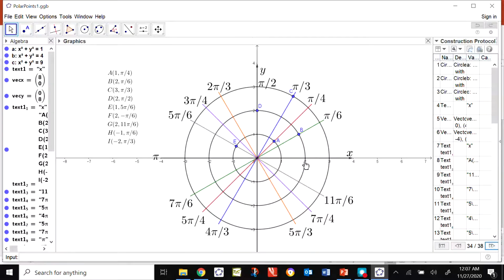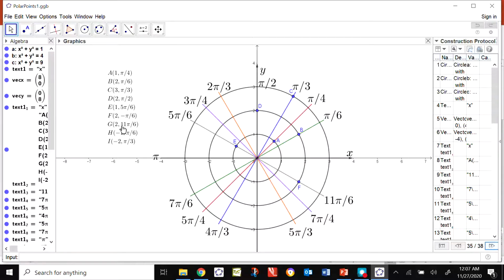Negative pi 6 is, you just go clockwise from the positive x-axis at an angle of pi 6. Pi 6 is 30 degrees. So you go 30 degrees. So that's this guy. And what's the radius? What's the R value? Oh, 2. So that means we should get this point. And there we go. F is 2 and negative pi 6.